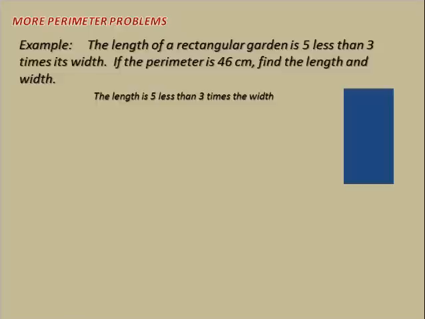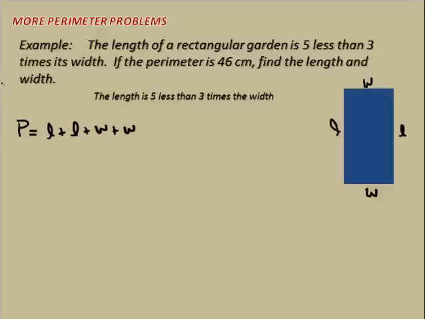Alright, so here's what I'm going to do. First of all, I know to find the perimeter, I'm going to have to add up the 4 sides. So we have length, width, and width. So this would be length plus width plus width. Or you can make it 2 times L plus 2 times W.